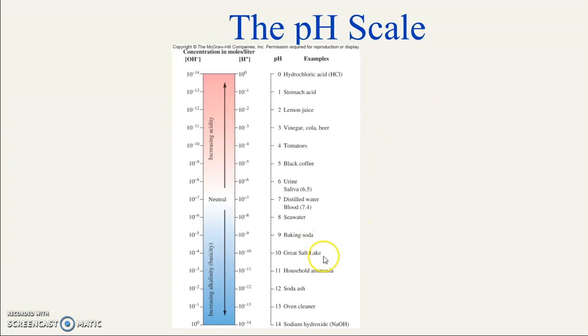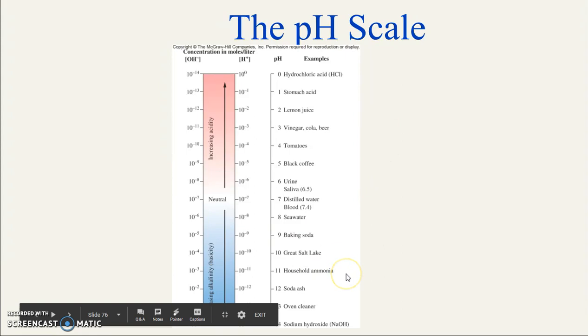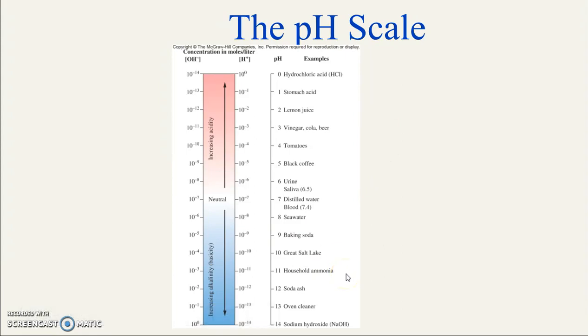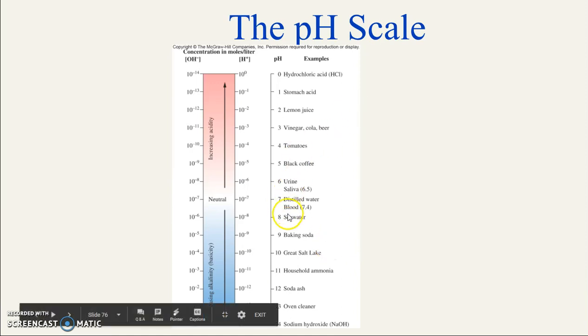Things that are more basic are baking soda, ammonia, oven cleaner, sodium hydroxide, and laundry detergent is in there. And then the things that are in the middle or more neutral would be your urine and your saliva, distilled water. Your blood is more on the basic side, and seawater is in that neutral range, but maybe slightly acidic or slightly basic.